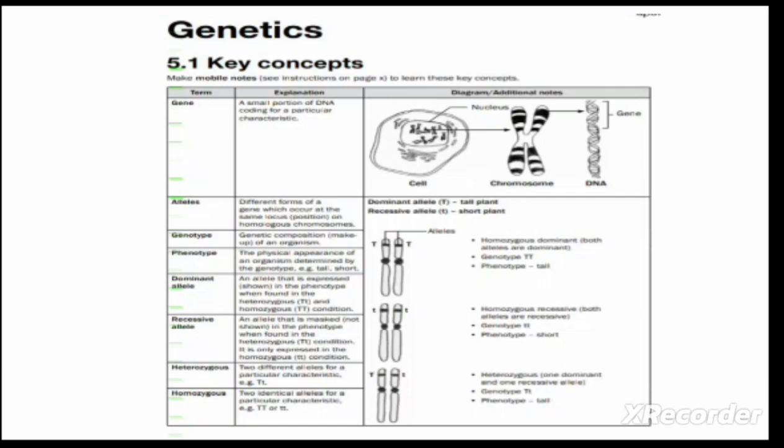So let me explain. In your body, you have cells, right? All over your body, you have billions of cells. In one cell, in the nucleus, you have chromosomes. So look at the diagram on the right-hand side. We have a cell there. In the nucleus, we have chromosomes. They've taken out one chromosome there to show you where a gene is located.